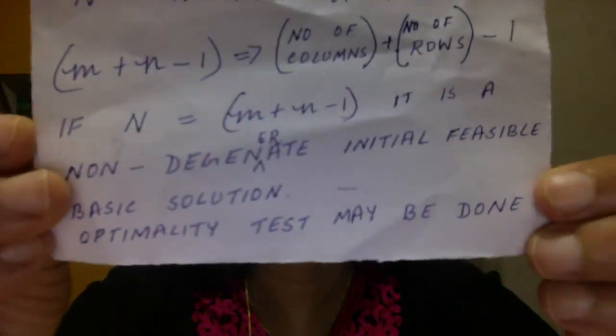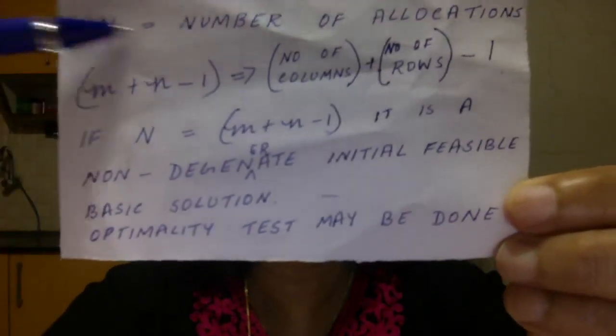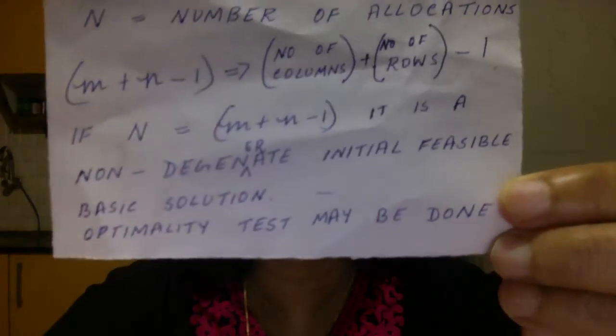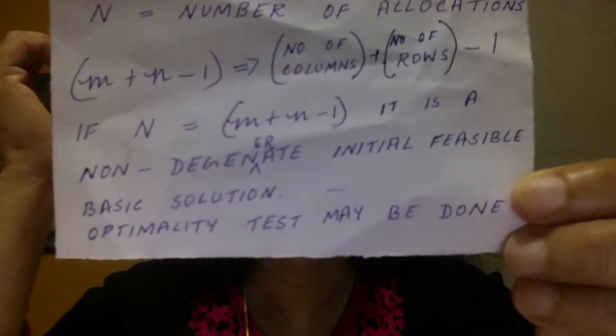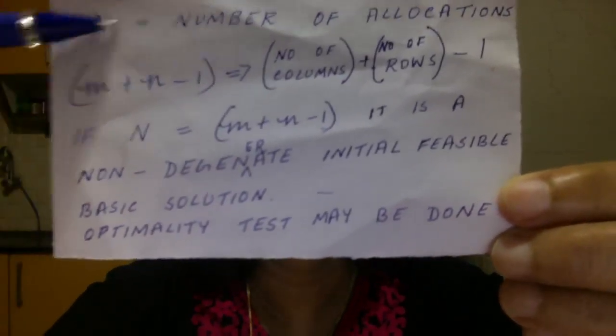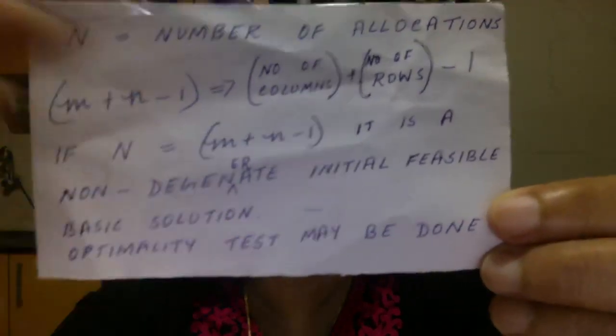Okay, how many allotments have we done? 1, 2, 3, 4, 5, 6, 7. Now write there test of degeneracy. Test of degeneracy. Please write. N is equal to number of allotments is equal to 7.